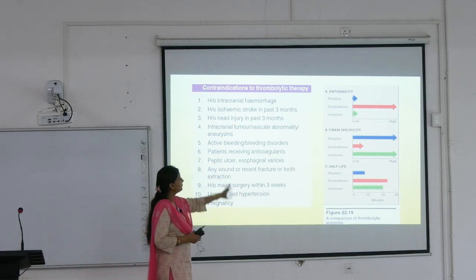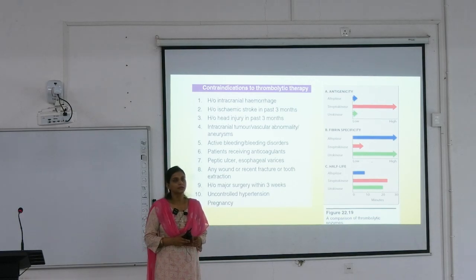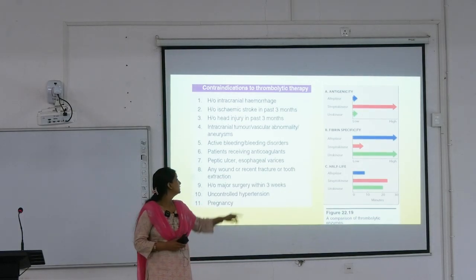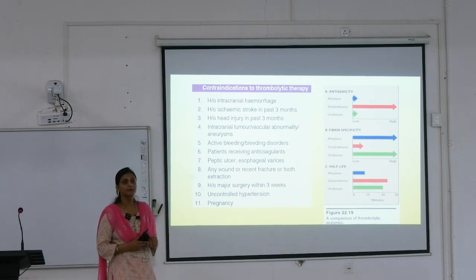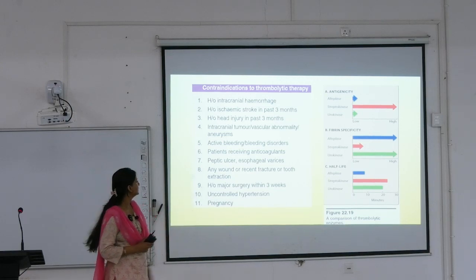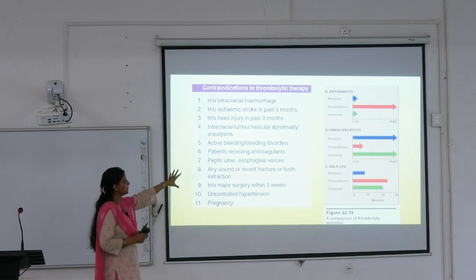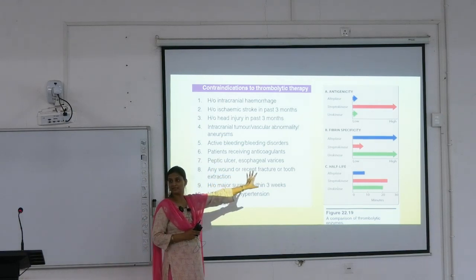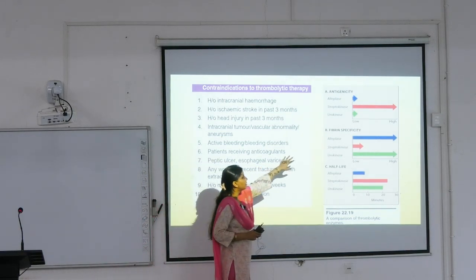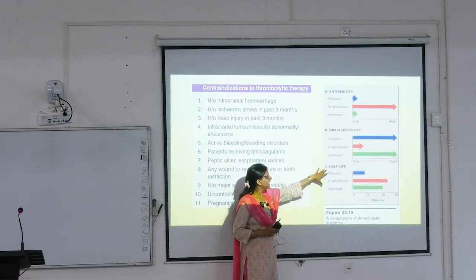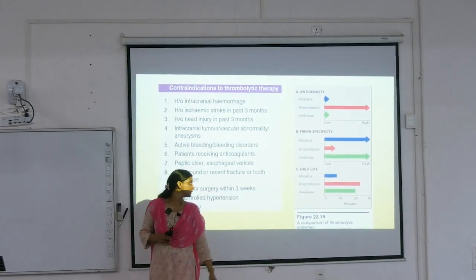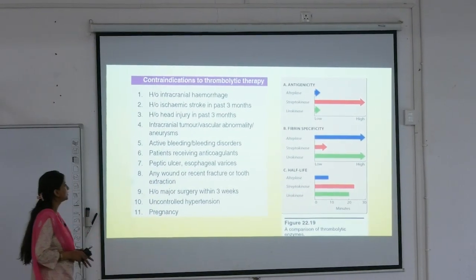Now this is a graph showing antigenicity. Which will be highest? Among the three most commonly used drugs, streptokinase, because it is from streptococcus, so antigenicity is there. Fibrin specificity is there in alteplase and urokinase, less in streptokinase. So this is a drawback. We want more specific, and half life of streptokinase is much higher compared to the others.